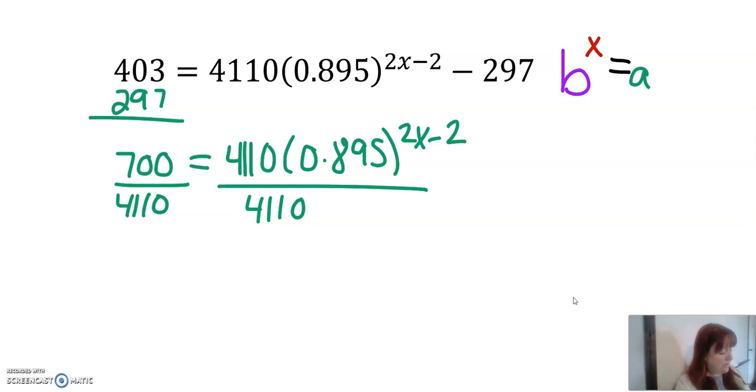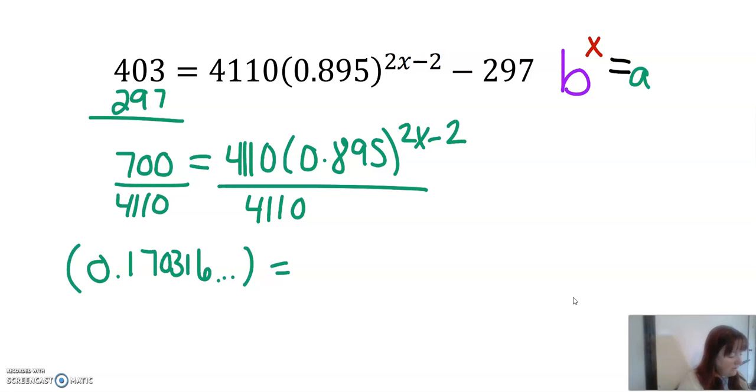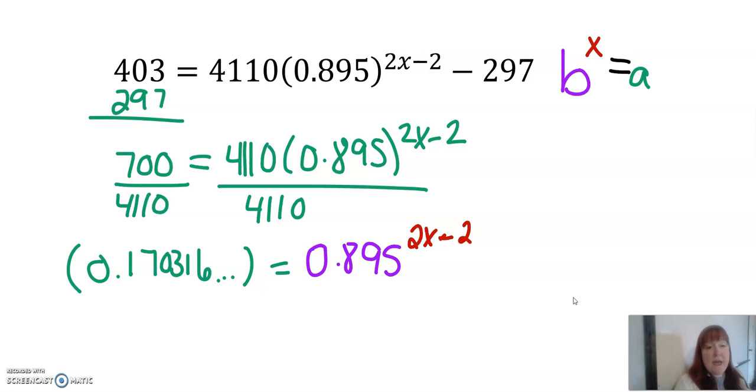So get out your calculators, because you don't have to do this kind of stuff in your head. Divided by 4110. Now, leave that number in your calculator. You get some ridiculous decimal, 0.170316, and then some. Leave that in your calculators, okay? And now we have 0.895 to the 2x minus 2. So now I have it in this form, right? Here's my base, here's my exponent, here's my argument.